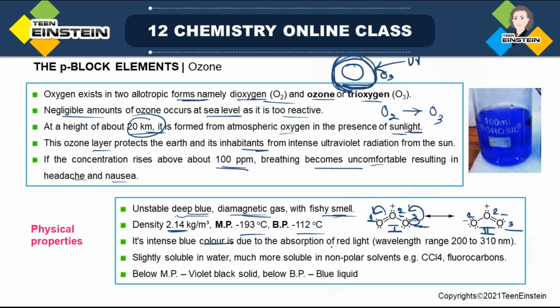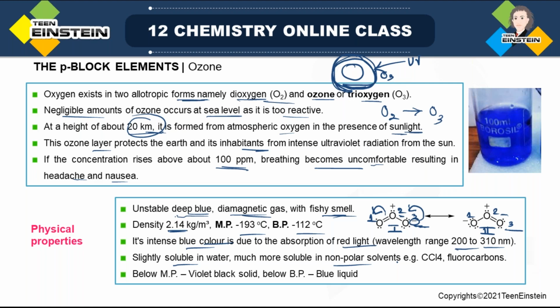Its intense blue color is because of absorption of red light. So the complementary color is what we are seeing. Now the red light absorption wavelength range is this, 200 to 310, but the color is because of this reason. Remember, this may be an important question. Again, water solubility is very low, but if you take a non-polar solvent, that is organic solvents like CCl4, fluorocarbon, that is compounds of carbon and fluorine, then solubility is better.